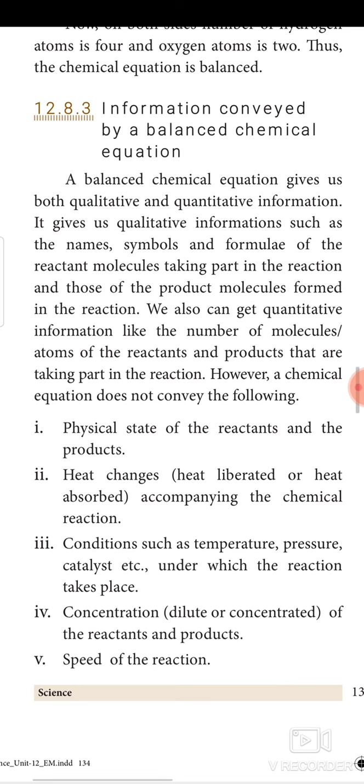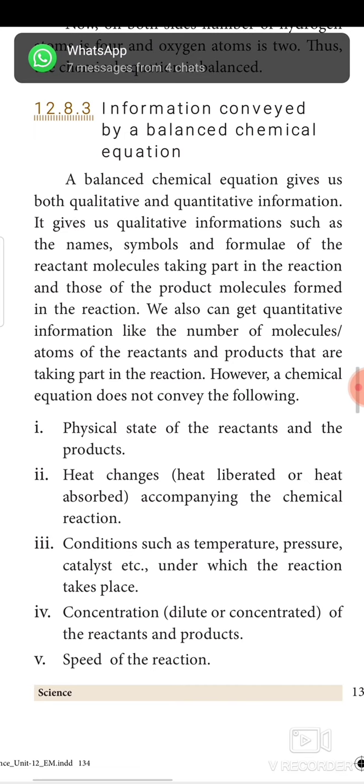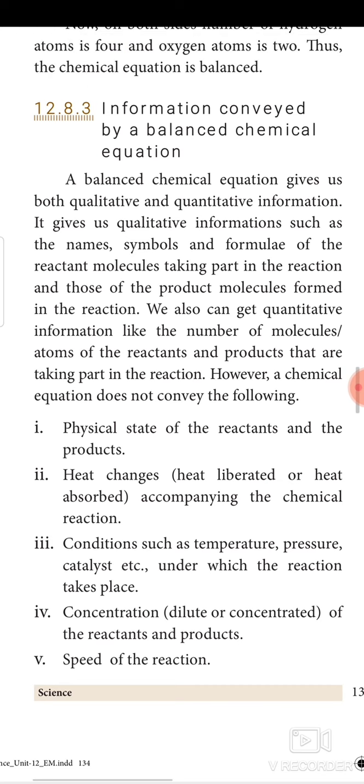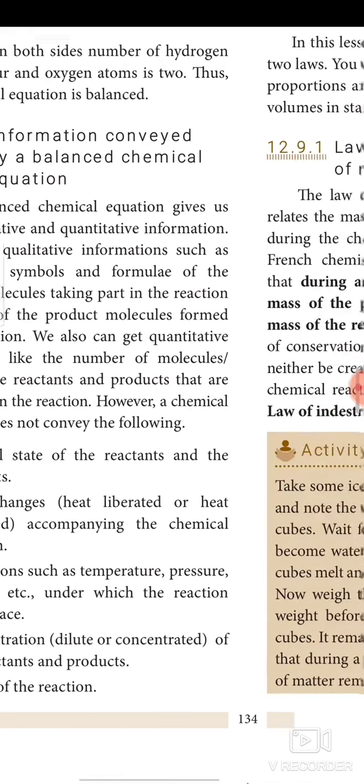However, a chemical equation does not convey the following: physical state of the reactants and the products. Heat liberated or heat absorbed accompanying the chemical reaction. Conditions such as temperature, pressure, catalyst, etc., under which the chemical reaction takes place. Concentration of the reactants and products will not be explained. Speed of the reaction is also not available.